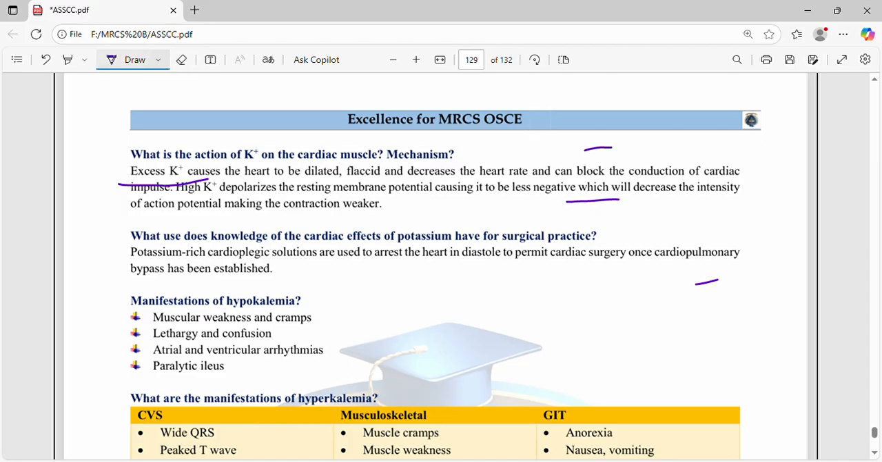So excess potassium causes the heart to be dilated, flexed, and decreases the heart rate, and again blocks the conduction of cardiac impulse. High potassium depolarizes the resting membrane potential, causing it to be less negative, which will decrease the intensity of the action potential, making the contraction weaker. I will make a separate video for this specific action potential topic.